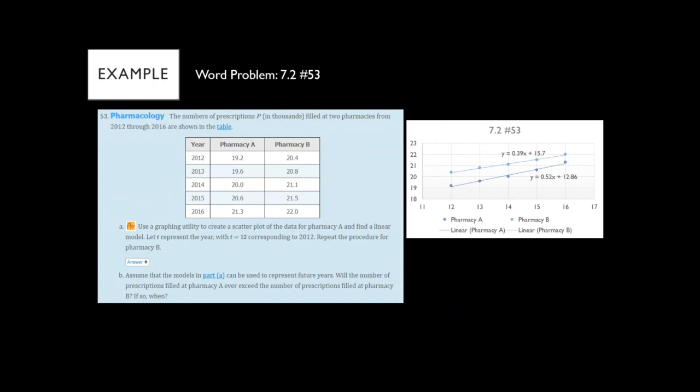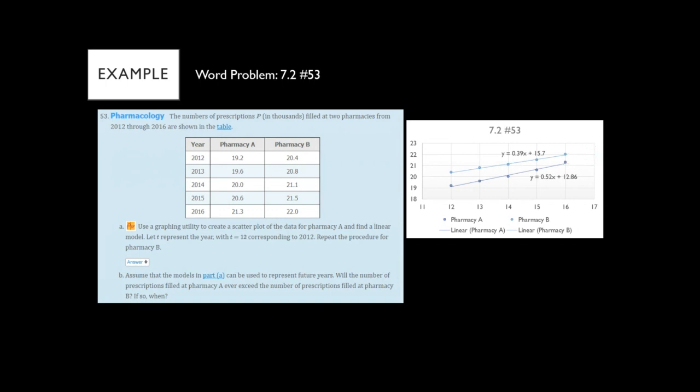This is problem 53. So part A asked for you to basically graph it and then come up with a linear model. So we're just using a line and then getting an equation for a line that goes through those points. So I've got those equations on the right, so if you want to verify them, you can. Part B, assume that the models can be used to represent future years. So that basically means assume that you would extend these lines out, which I have terrible lines here.